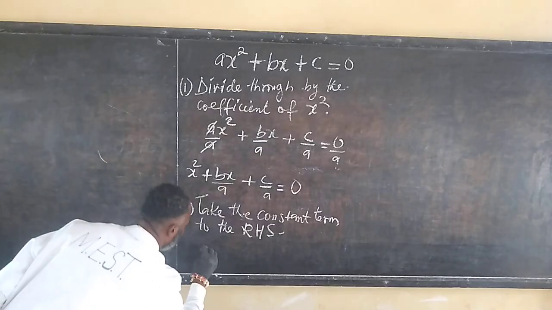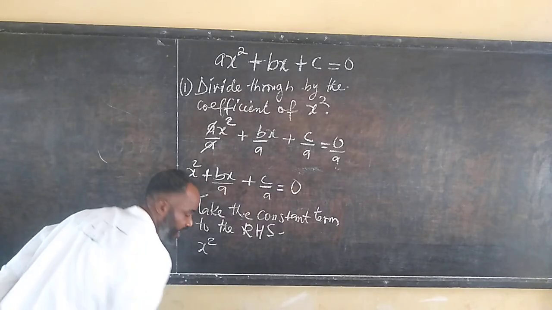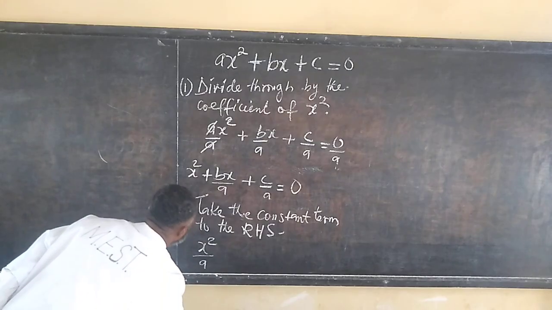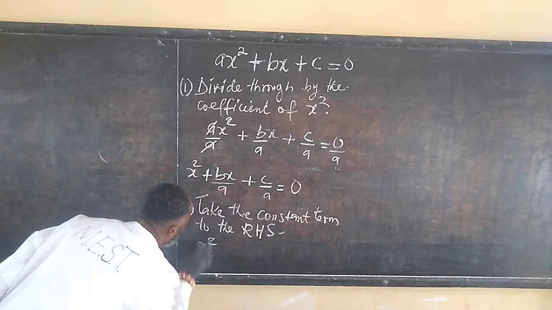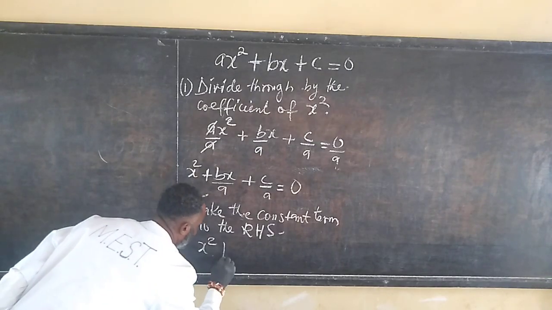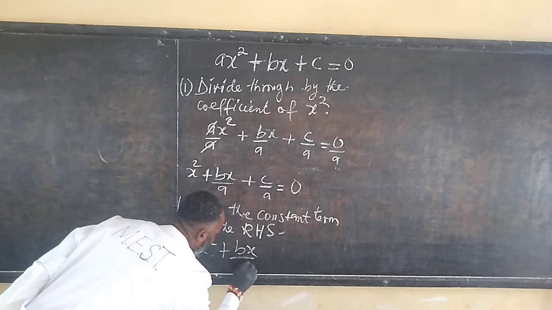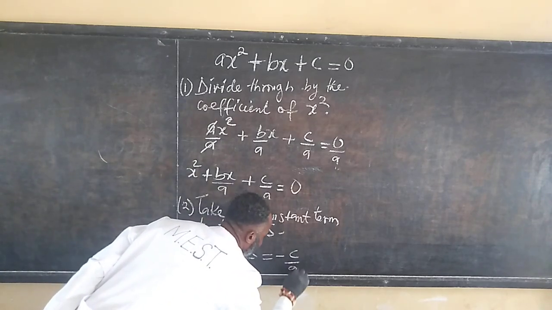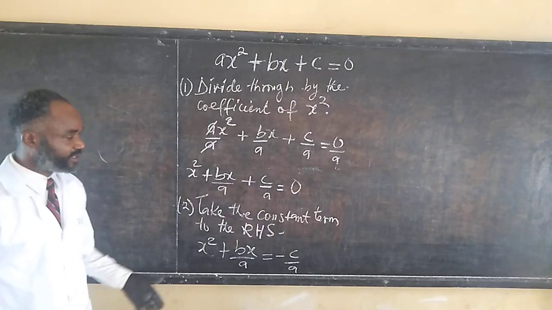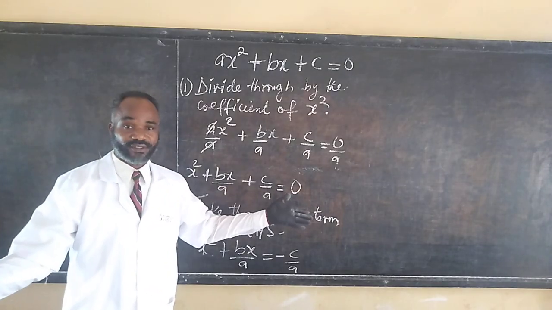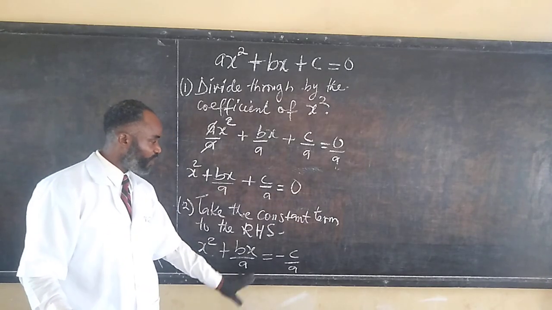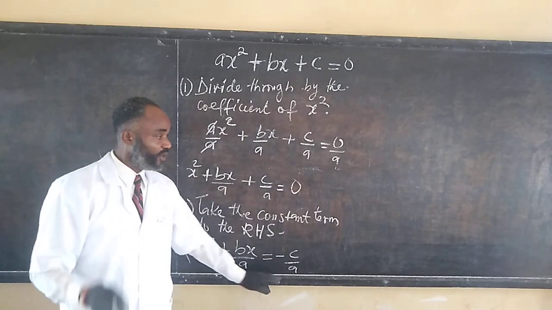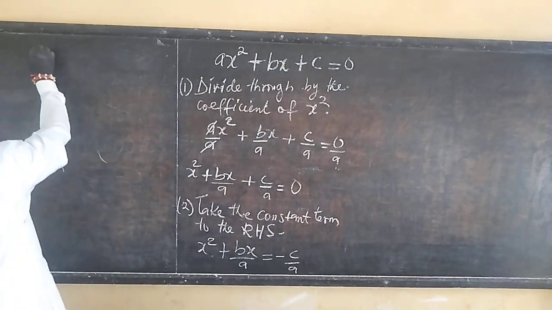So let's do that. It becomes x squared plus bx over a is equal to minus c over a. That is it. 0 vanishes. We have taken the constant term to the right hand side. Then the next one, the third instruction.